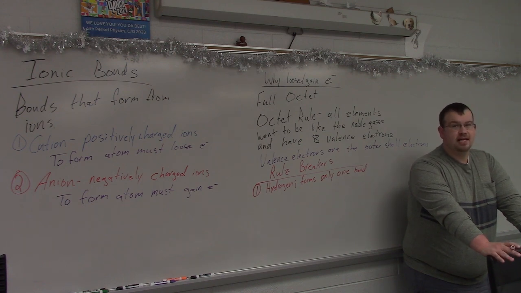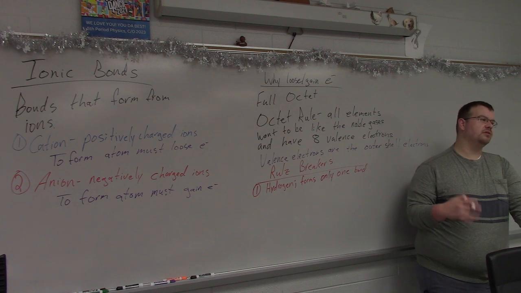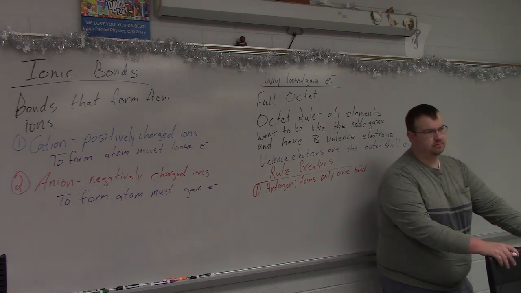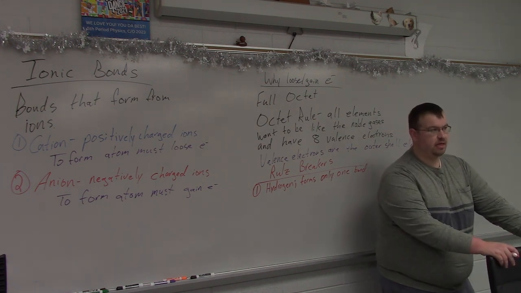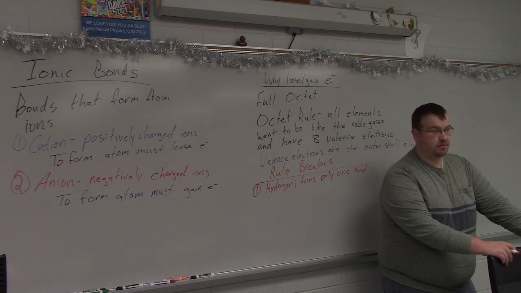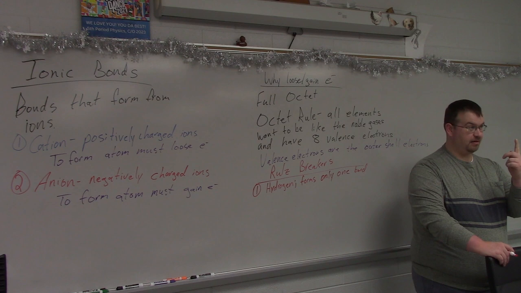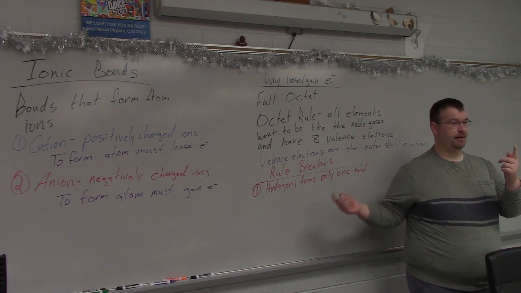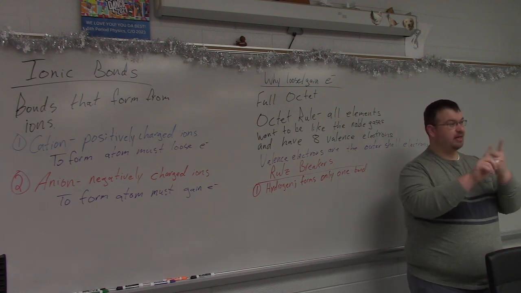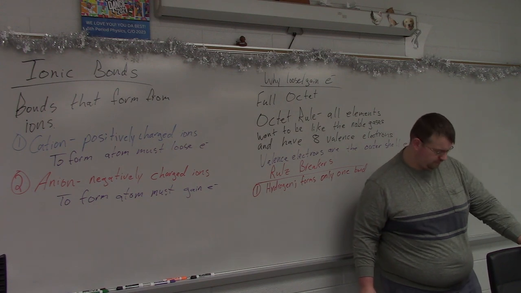First noble gas is helium. Well, how many electrons can go in the first energy level? Two. Only two. How many electrons does hydrogen start with? One. So if I add a bond to it, it brings another one in, it gets a full octet. It's two.